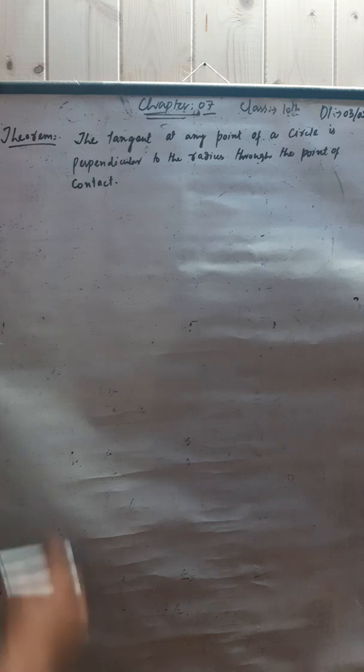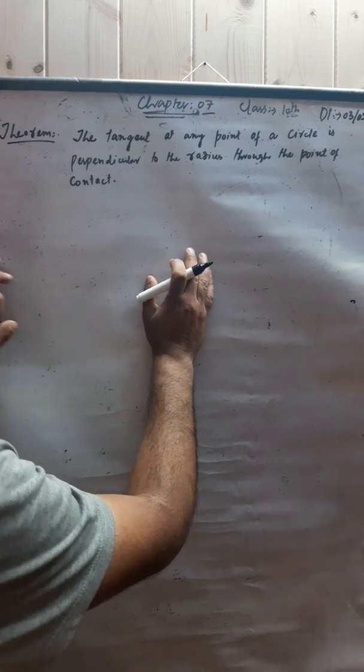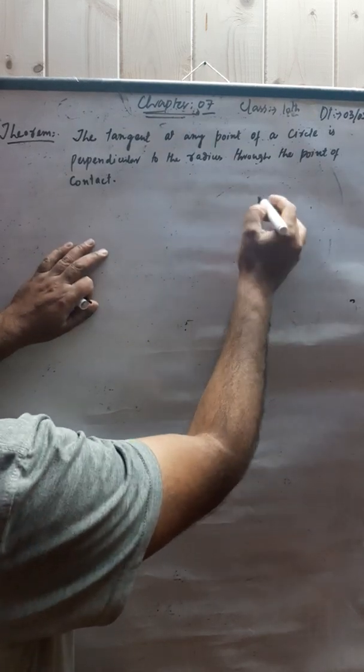Today is 3rd of May and I am dealing with chapter number 7, that is related with the circle, and in the circle we have a theorem. The statement of that theorem is: the tangent at any point of a circle is perpendicular to the radius through the point of contact. So in order to explain the statement of the theorem, first of all we have to consider a circle.